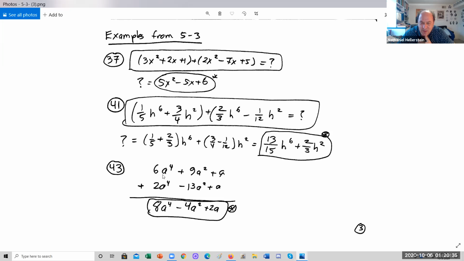Here we have 7a to the 4th plus 9a squared plus a, plus 2a to the fourth minus 13a squared plus a. They're lacking an a cubed term in both of them, so I'm just simply not bothering. But if there was an a cubed in one and not the other, I would put a 0a cubed in the other, just to keep it balanced. Okay, 6 and 2 makes 8, so 8a to the fourth. 9 minus 13 is a negative 4, so negative 4a squared. A plus a is 2a, so 8a to the fourth minus 4a squared plus 2a.